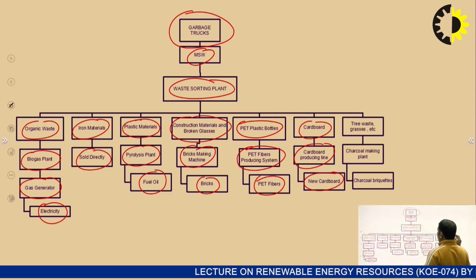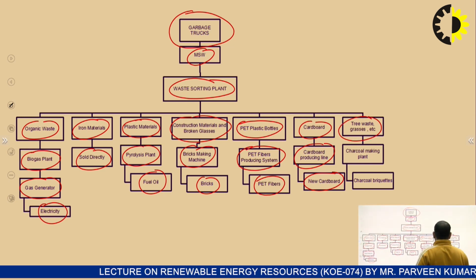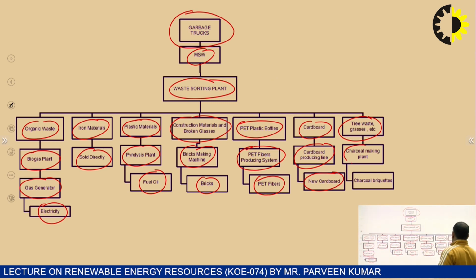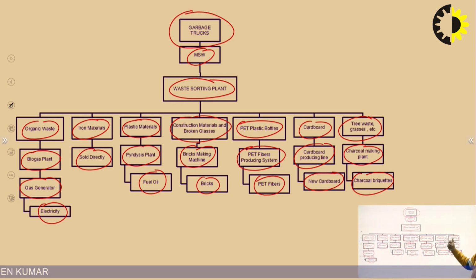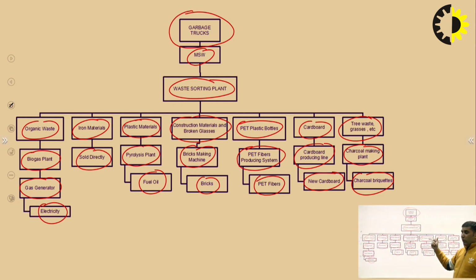And the waste sorting plants' output may be tree waste, that may be grass. They are sent to charcoal making plants, and charcoal bricks are the output of charcoal making plants. So this is another block diagram explaining the process of waste recycling plants.